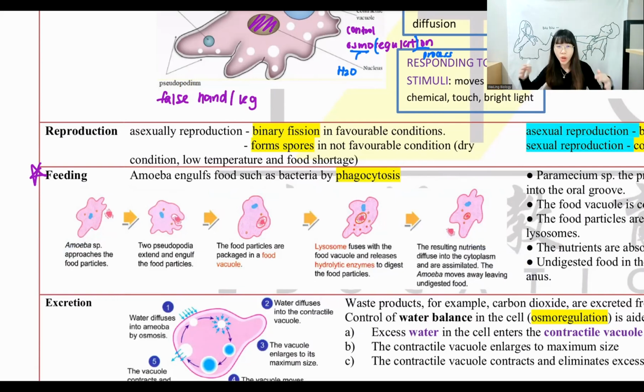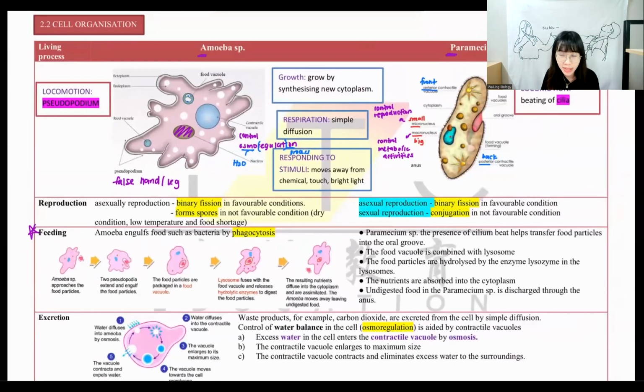Imagine you're an amoeba species. You approach the food, extend pseudopodium, engulf food, form a food vacuole, fuse with lysosome, which uses enzyme to digest the food, absorb nutrients, and undigested food will be left behind as the amoeba species moves forward. This is the feeding process of amoeba species.